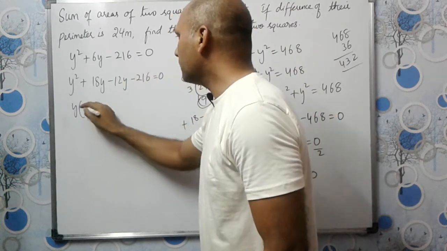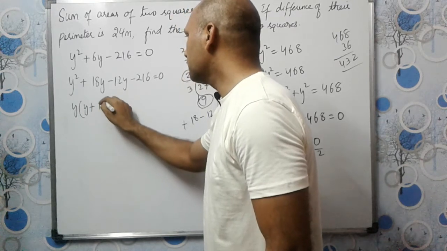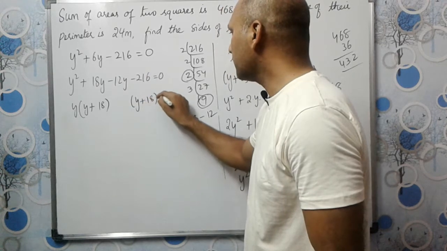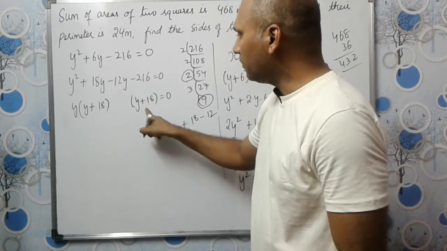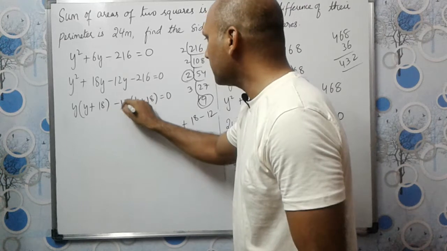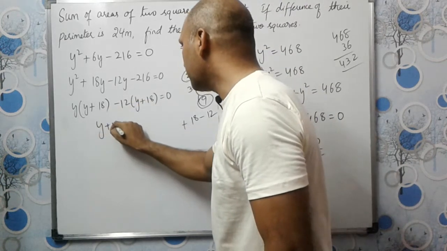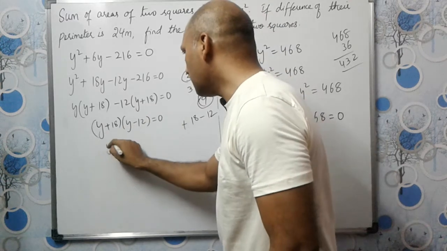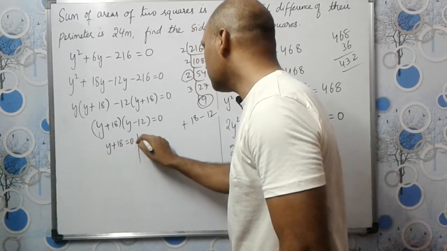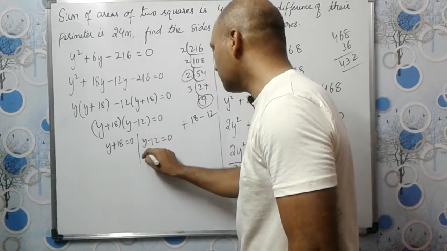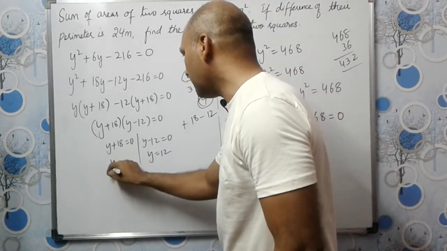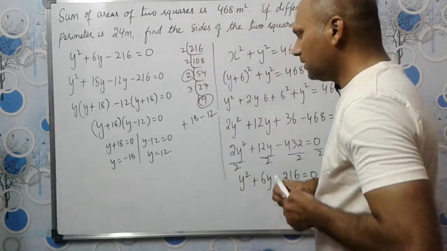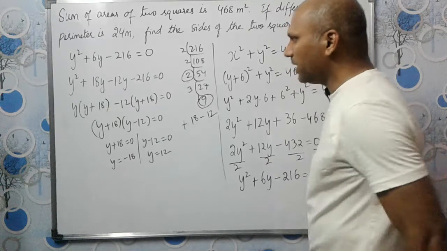So what can we take common from the first two terms? y. So this is y into y plus 18. Whatever we get inside the brackets, we'll get the same thing, right? So I'm writing y plus 18 one more time outside the brackets, minus 12. So this is y plus 18 multiplied by y minus 12 is equal to 0. So y plus 18 is equal to 0, or y minus 12 is equal to 0. y is equal to 12, y is equal to minus 18, right?